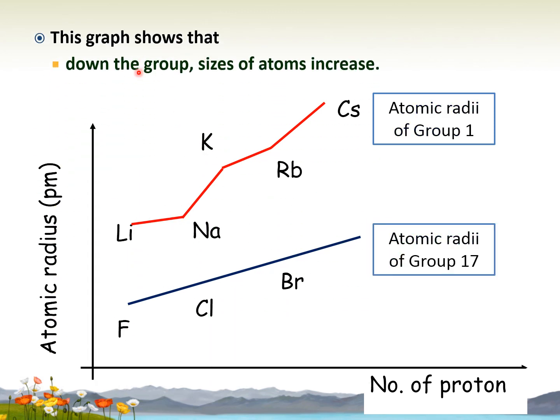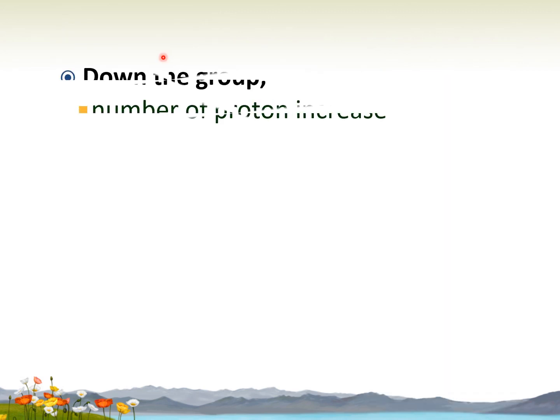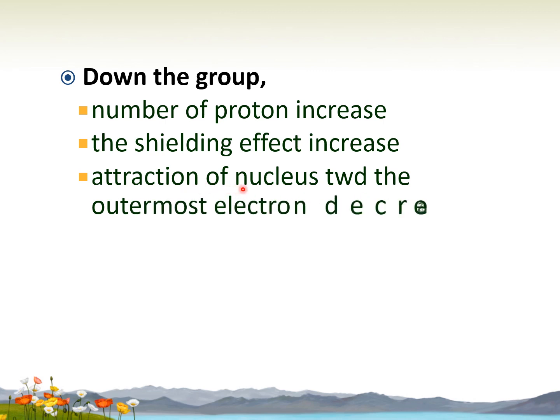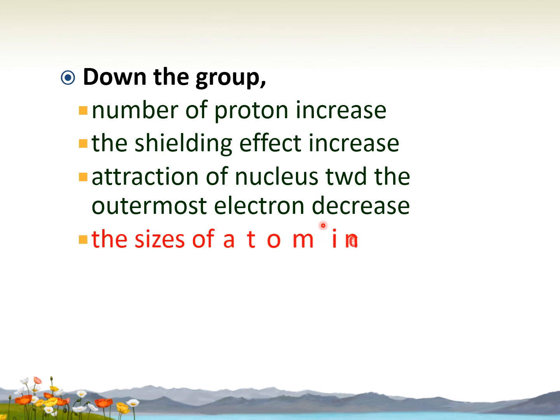This graph shows that down the group, sizes of atoms increase. For example, this is in group 1, and this is the atomic radii of group 17. So we can conclude, for the shielding effect, going down the group, the number of protons increases, the shielding effect also will increase, the attraction of the nucleus towards the outermost electron decreases, thus making the sizes of atoms increase.